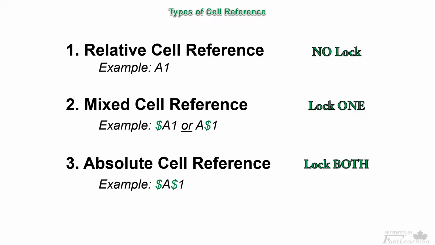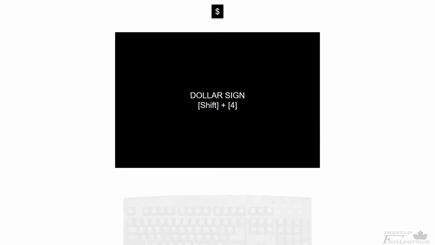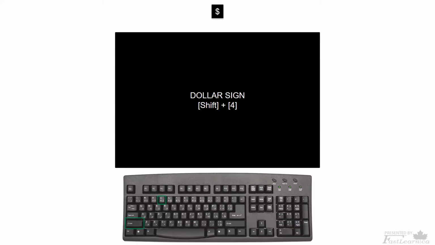The third type is absolute cell referencing. An example of absolute cell referencing is $A$1. The dollar sign is in front of A and the 1. The dollar sign means lock. This is used to lock both the column and the row. To get the dollar sign, hold on to the Shift key and press the number 4 key. When referencing cells, the dollar sign means lock.